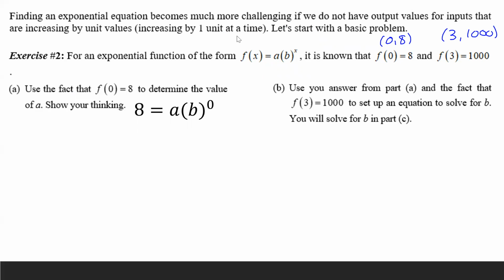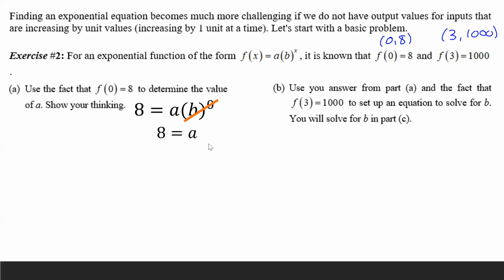If you really want to get into why it happens: if I plug in my x value of 0 for the exponent, and plug in 8 for f of x because that's my y value, b to the 0 is 1. Anything to the 0 power is 1. So that really just gives you that a equals 8.